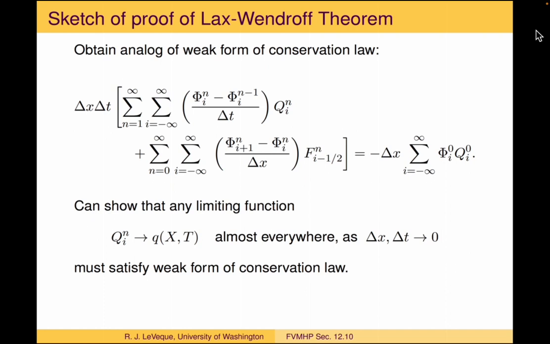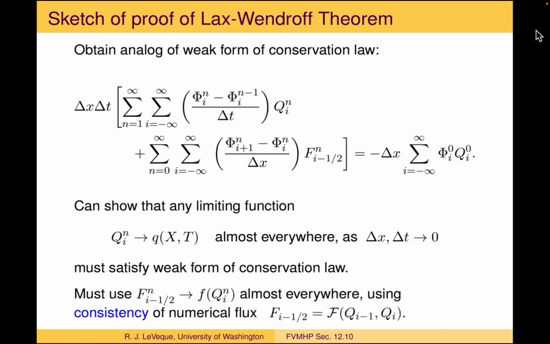Of course, there might be discontinuities in the resulting solution if there's a shock wave or something, so we might not have pointwise convergence right at the shock wave. But you can show that if you're converging almost everywhere as delta x and delta t go to 0 to some function, then that q must satisfy the integral form of the conservation law, the weak form, which is what we get in the limit here.